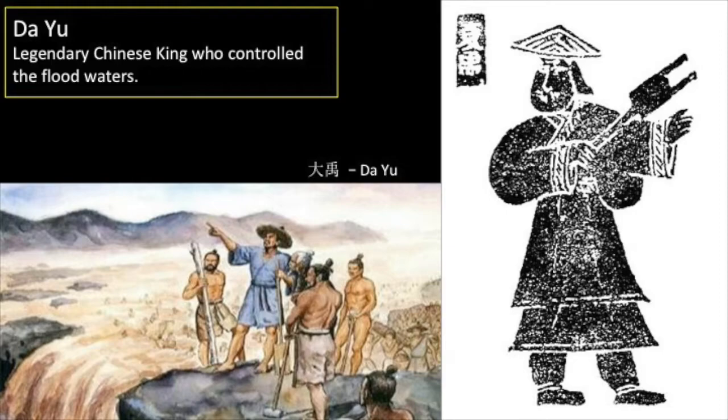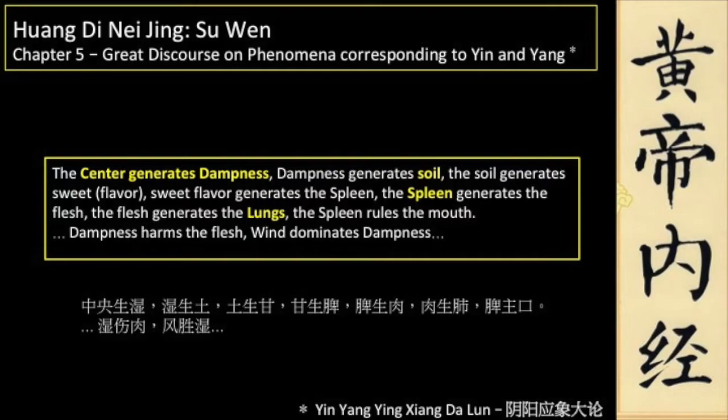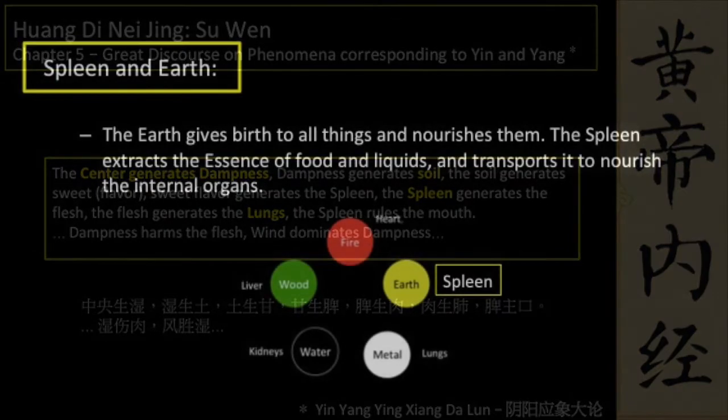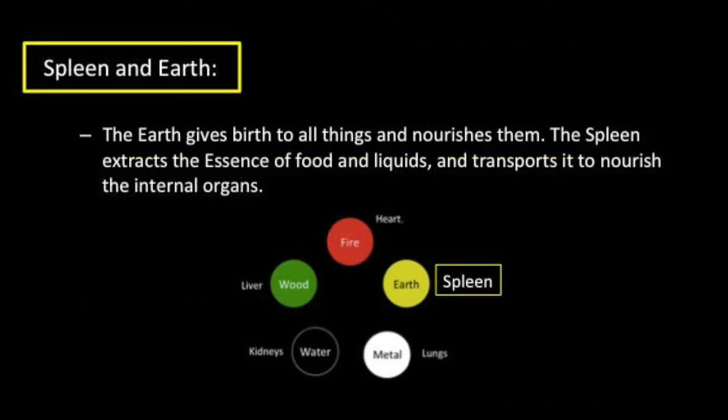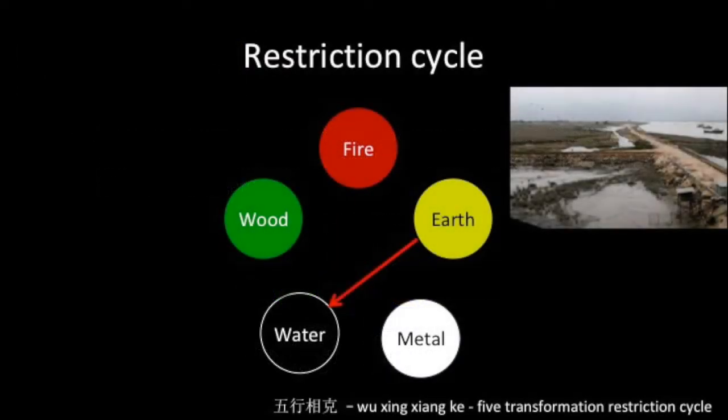Chinese medicine has always drawn metaphorical comparisons to its geography. The Huangdi Neijing establishes the relationship between dampness, the spleen, and the lungs. It also connects dampness with the earth element, which is symbolic of the spleen or qi. Like the earth, the spleen takes what we put into it, transforms it, and creates nourishment for us. In the restriction cycle of the 5 transformations, the earth is said to control water.